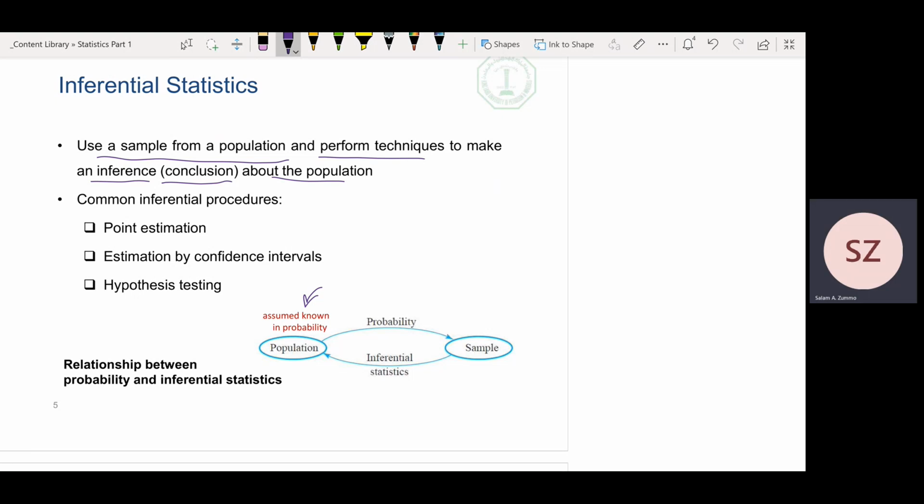Of course, the main or the most common inferential procedures are point estimation, confidence interval, and hypothesis testing. We will cover this for sure. The rest here, a little bit. I'm not sure about it. We'll try to, at least, if we are not able to cover it, at least give you the main ideas. Clear?